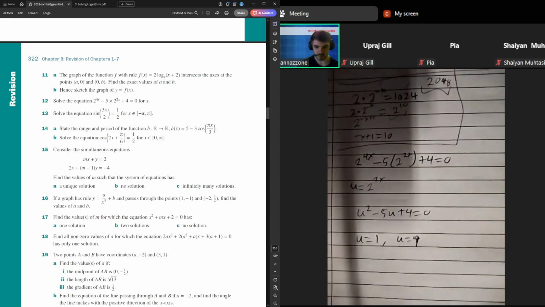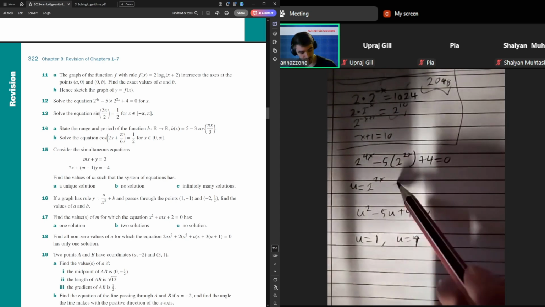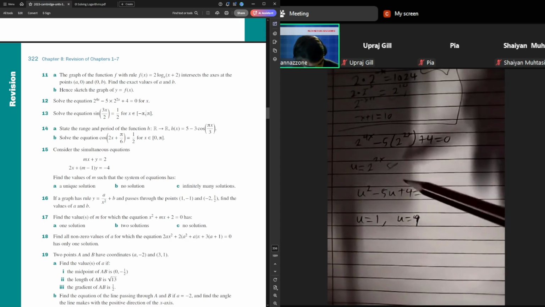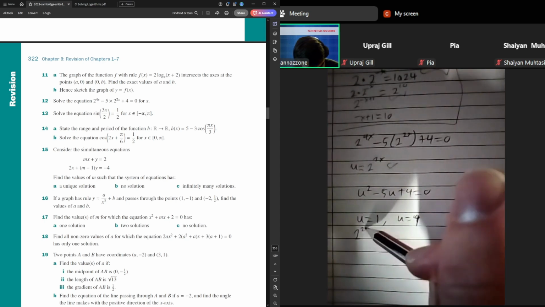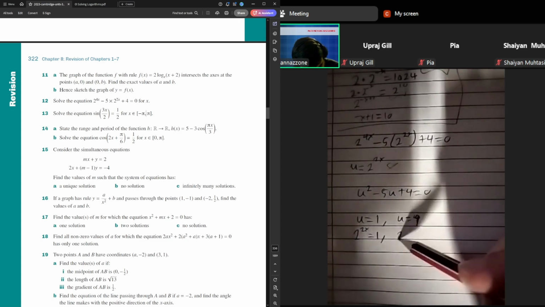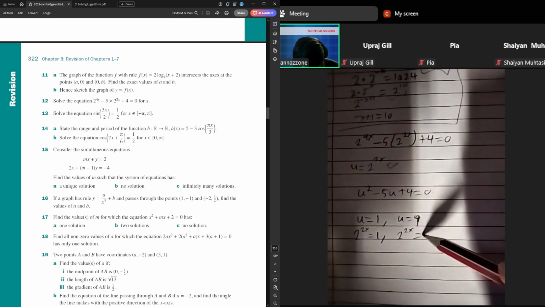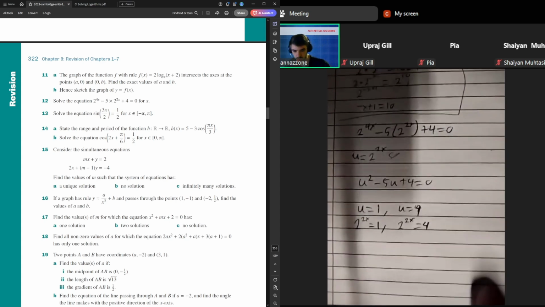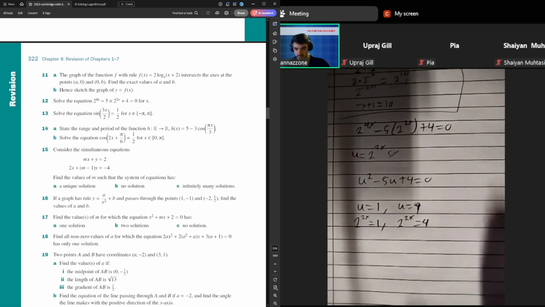Now, from there, you've got solutions in terms of u, but we want solutions in terms of x. So what you do is, at the end, replace your u with whatever it was. 2 to the 2x equals 1, 2 to the 2x equals 4. Then you just solve each of these. So, any ideas what the solutions would be in this case for x?